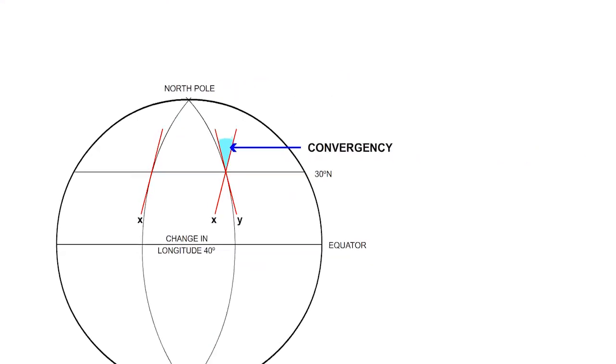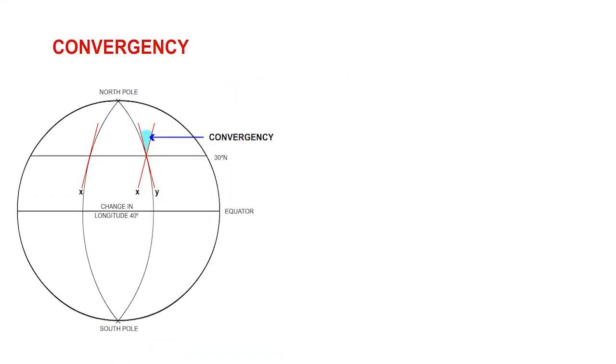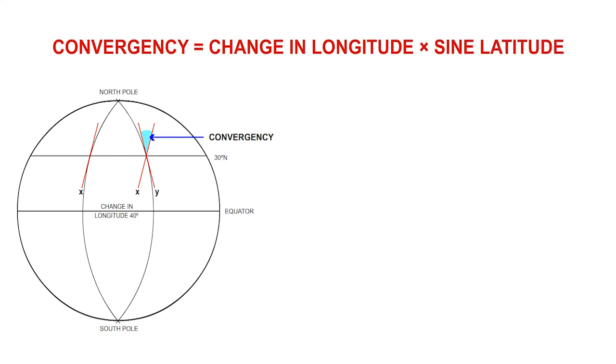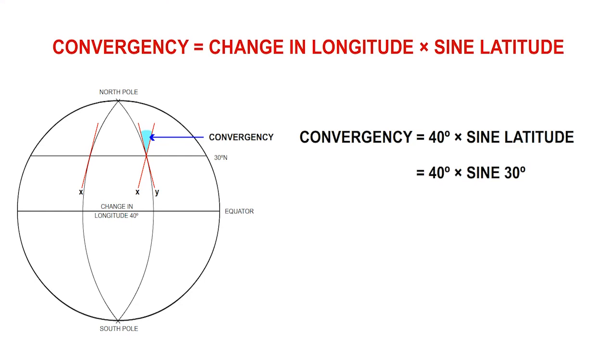The equation is convergency equals change in longitude times the sine of the latitude. Substitute in what you know. The change of longitude is 40 degrees. The latitude is 30 north. And the sine of 30 degrees is 0.5. So the convergency in this example is 20 degrees.